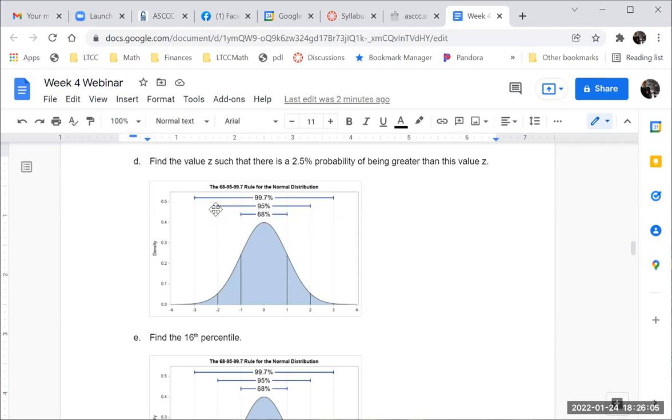So what's the value of z? 2. Because we're on the high side. The high side of this 95% interval is 2. So the answer is 2. Let's put a 2 there.